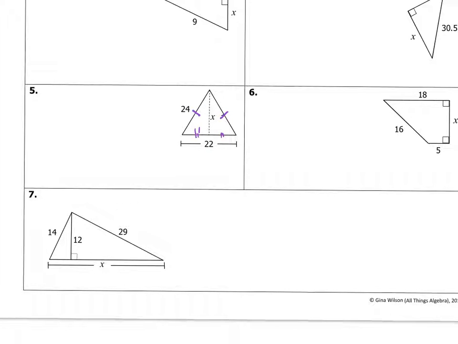So then I can do my c squared is 24 squared equals one of the legs is x and the other leg is 11 squared. So this one you should have 21.3.